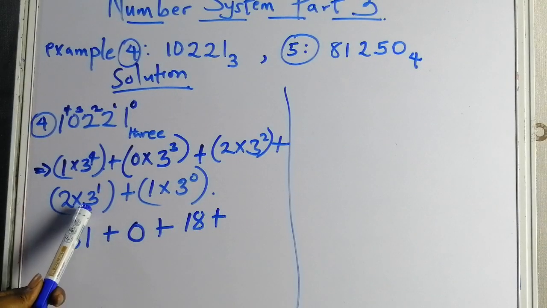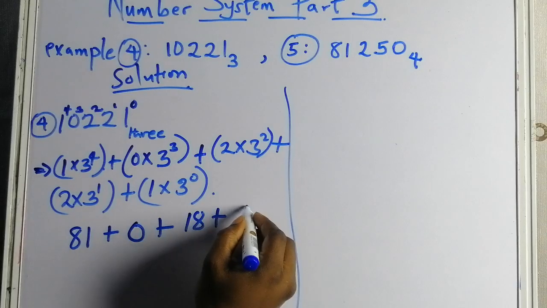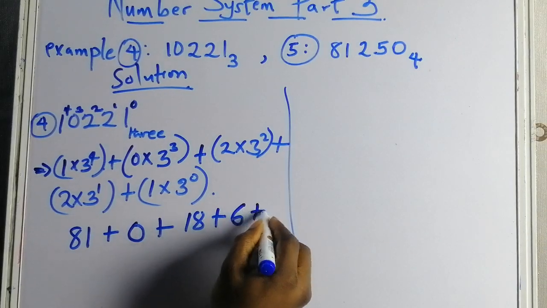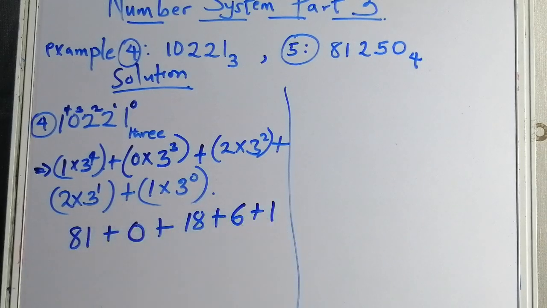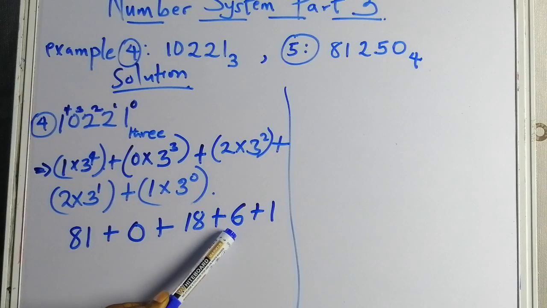It's just like chinchin and pure water. This one is 3 raised to power 1, and anything raised to power 1 is that thing. I've said it, Joy raised to power 1 is Joy. So 3 times 2 is 6. Plus anything raised to power 0 is 1, and 1 times 1 is 1. So this one is simple. It means I have 81 plus 18, that gives me 99. 99 plus 6 gives me 105.